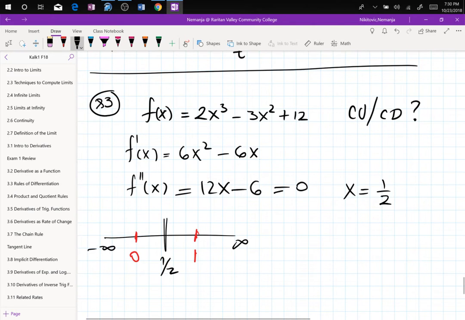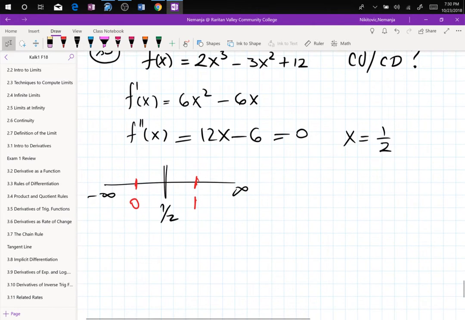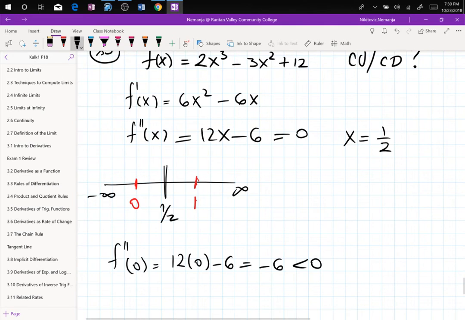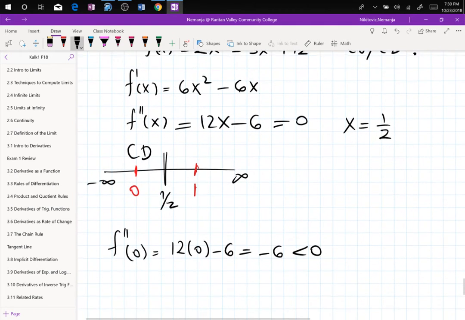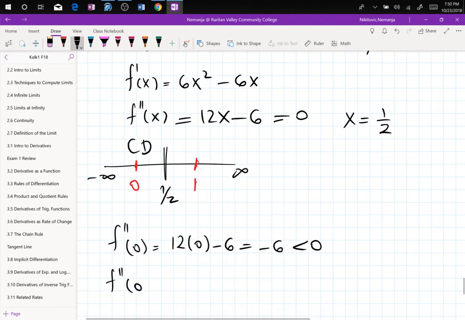So if the test points are 0 and 1, we have the second derivative calculated at 0. That's 12 times 0 minus 6, which is negative 6, which is less than 0, concave down. And the second derivative at 1 is going to be 12 times 1 minus 6, which is 12 minus 6, which is 6, larger than 0, concave up.